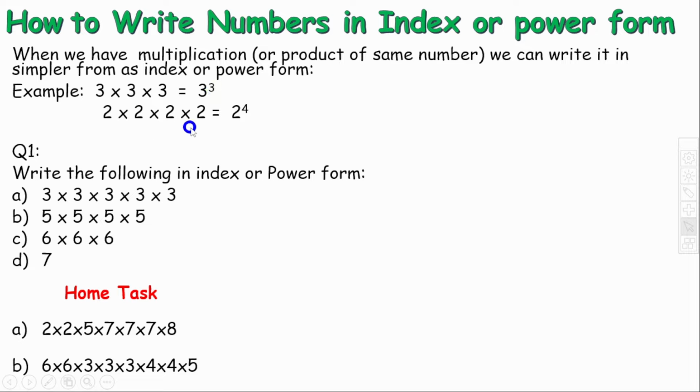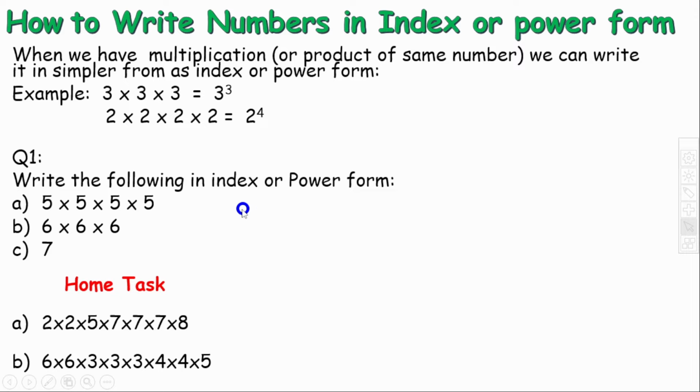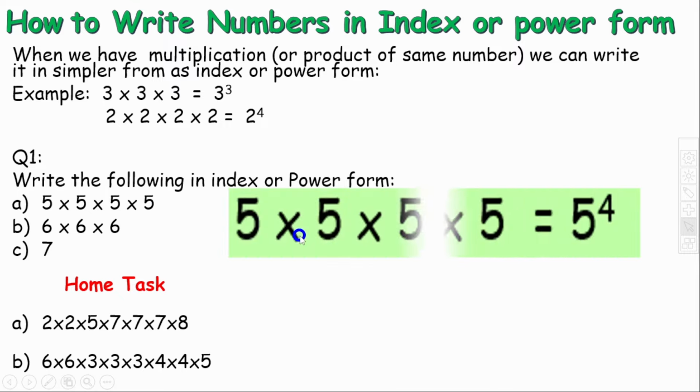2 times 2 times 2 times 2 is equal to 2 raised to power, how many of them? 1, 2, 3, 4. That's 4. This is called the index or power form. Now let's do some examples to make it clearer. We have 5 times 5 times 5 times 5. That becomes 5 raised to power 1, 2, 3, 4. It occurred 4 times, so it goes to 5 raised to power 4.